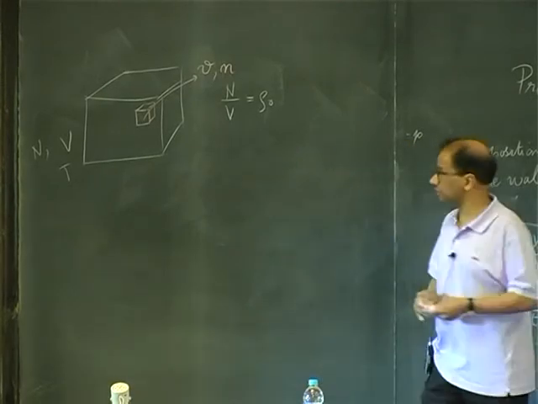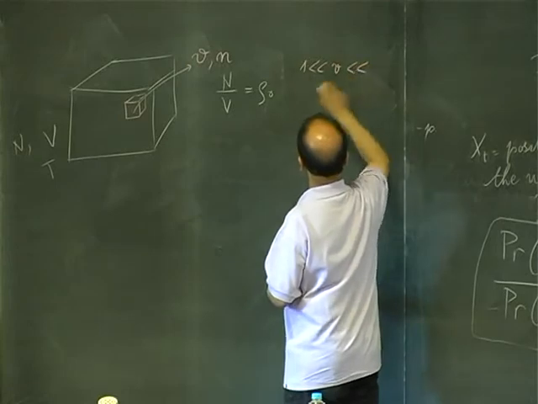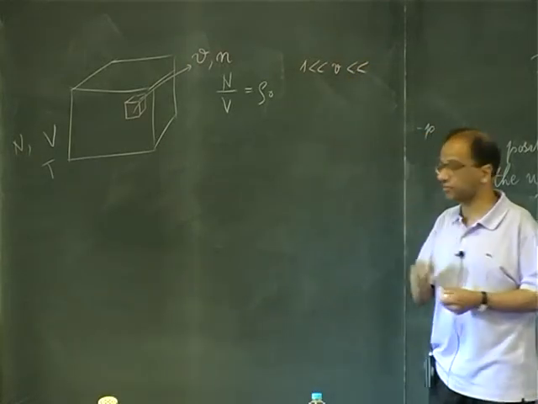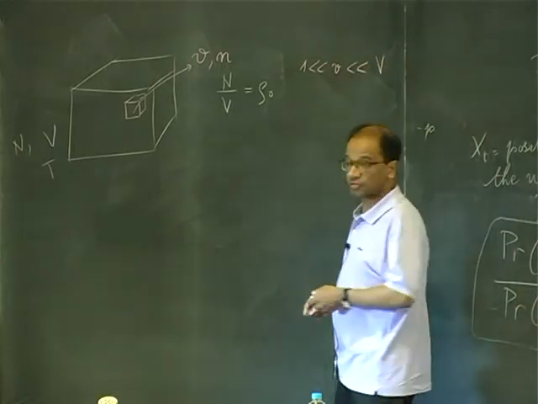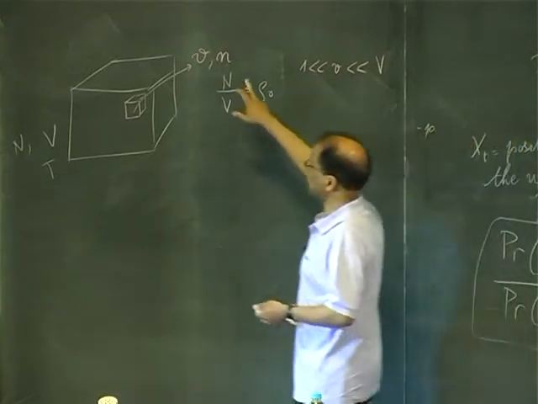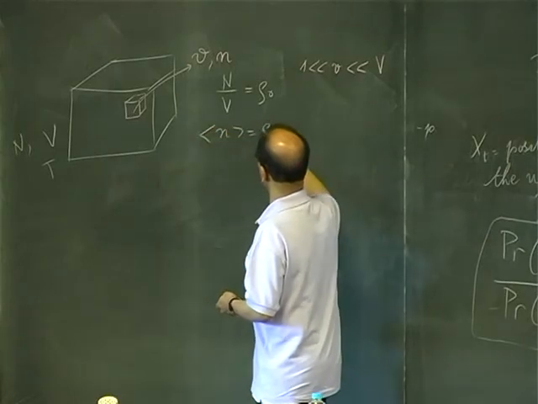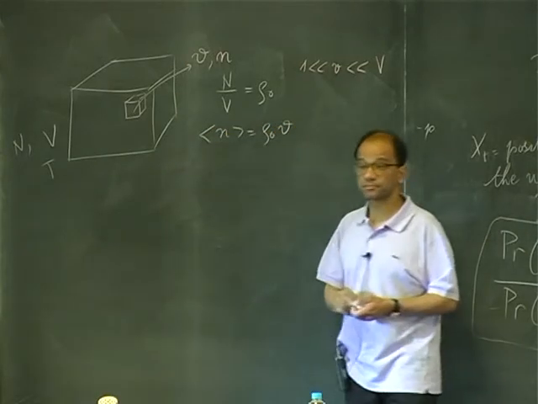So as we write, usually V is much bigger than 1, one being just the interparticle distance, and much smaller than the total volume. So I measure the number of particles. It will be a fluctuating number. Of course, on average, I will get rho zero small v.